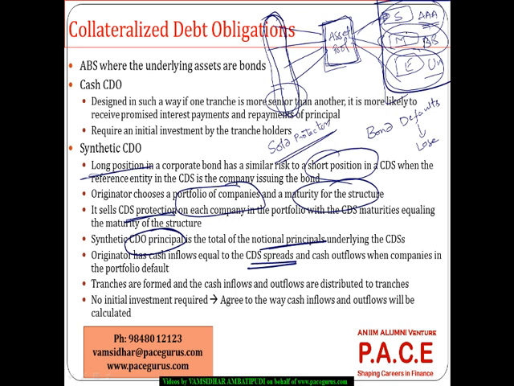But the only major advantage here is no initial investment is required, because I do not have any kind of long position in the bonds now. I am selling the CDS protection, so directly I am getting the premiums at regular intervals of time. So there is an agreement in which the cash inflows and outflows are distributed, but there is no initial investment in case of a synthetic CDO, but the whole behavior works in the form of a CDO itself.